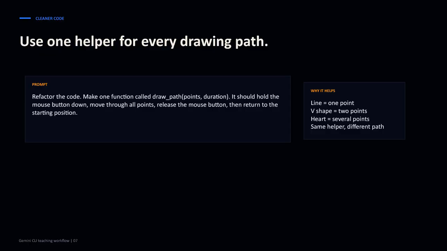Next, we clean up the code. Instead of writing separate drag code for every shape, we ask for one helper function called draw_path. The helper can draw different shapes by using different point lists.